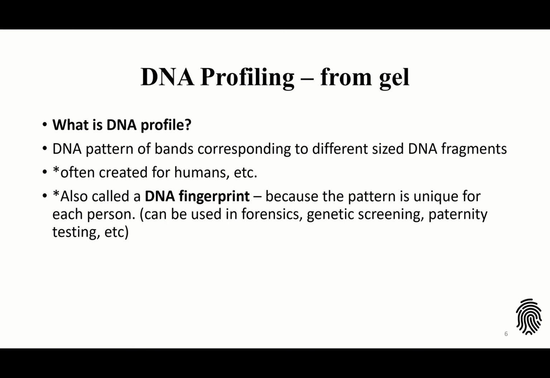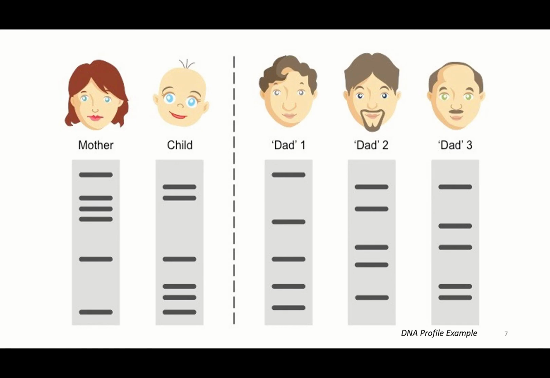Now, back to what is a DNA profile? Well, it's a pattern of bands corresponding to different sized DNA fragments. For humans, it is also called a DNA fingerprint because the pattern is unique for each person. This can be used in forensics, genetic screening, paternity tests, etc. This is an example of the use of DNA profiling in determining the paternity of a child.